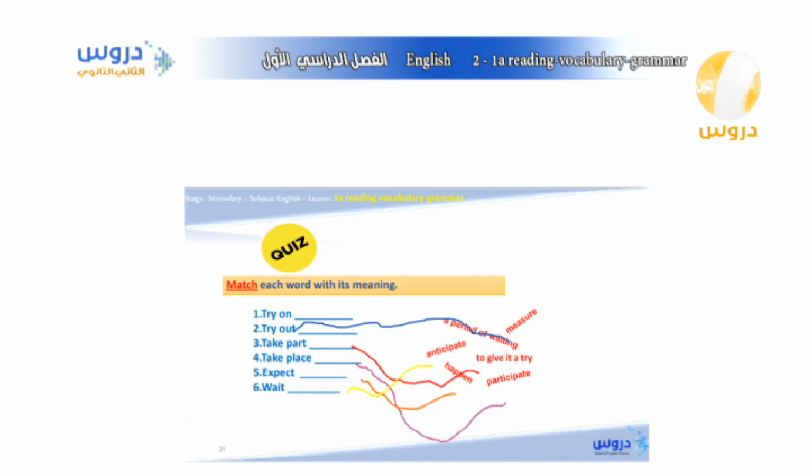And finally, of course, we have to wait, which is a period of time waiting for someone else. So these are actually the meanings of these words, which we need to know.